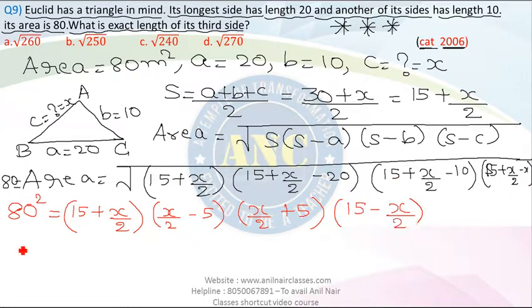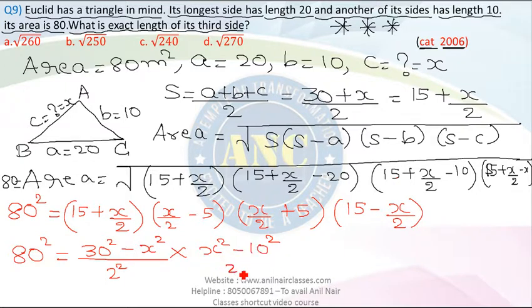If I take LCM and simplify, finally it becomes 80 square is, after taking LCM, I am writing directly, sir, 30 square minus X square divided by 2 square into X square minus 10 square divided by 2 square. Sir, how did I get this? Simplify, you will get it, sir. These simplifications, all those things we have studied in school days.